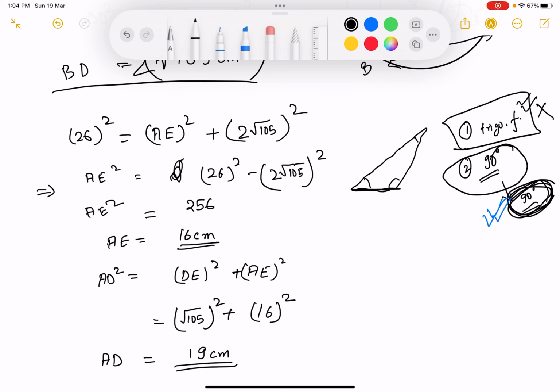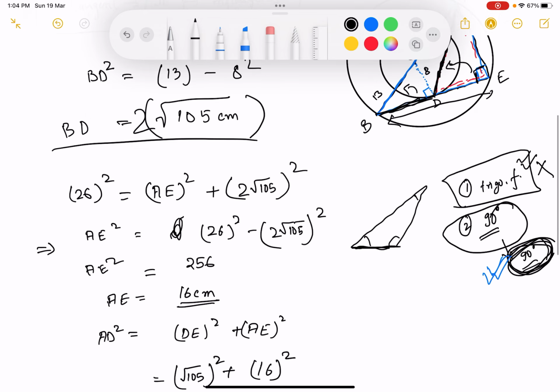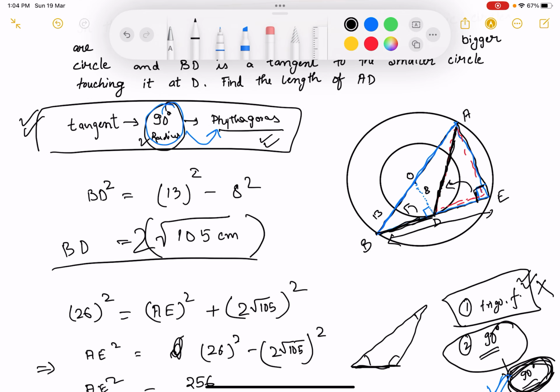So this is the final answer, and we can see this was our approach. We know tangent was given to us. We marked 90 degree and we applied Pythagoras theorem. And as we need to find this side AD, again we made a construction where we got a 90 degree, and then again we applied the Pythagoras theorem. This was the flow of the question.